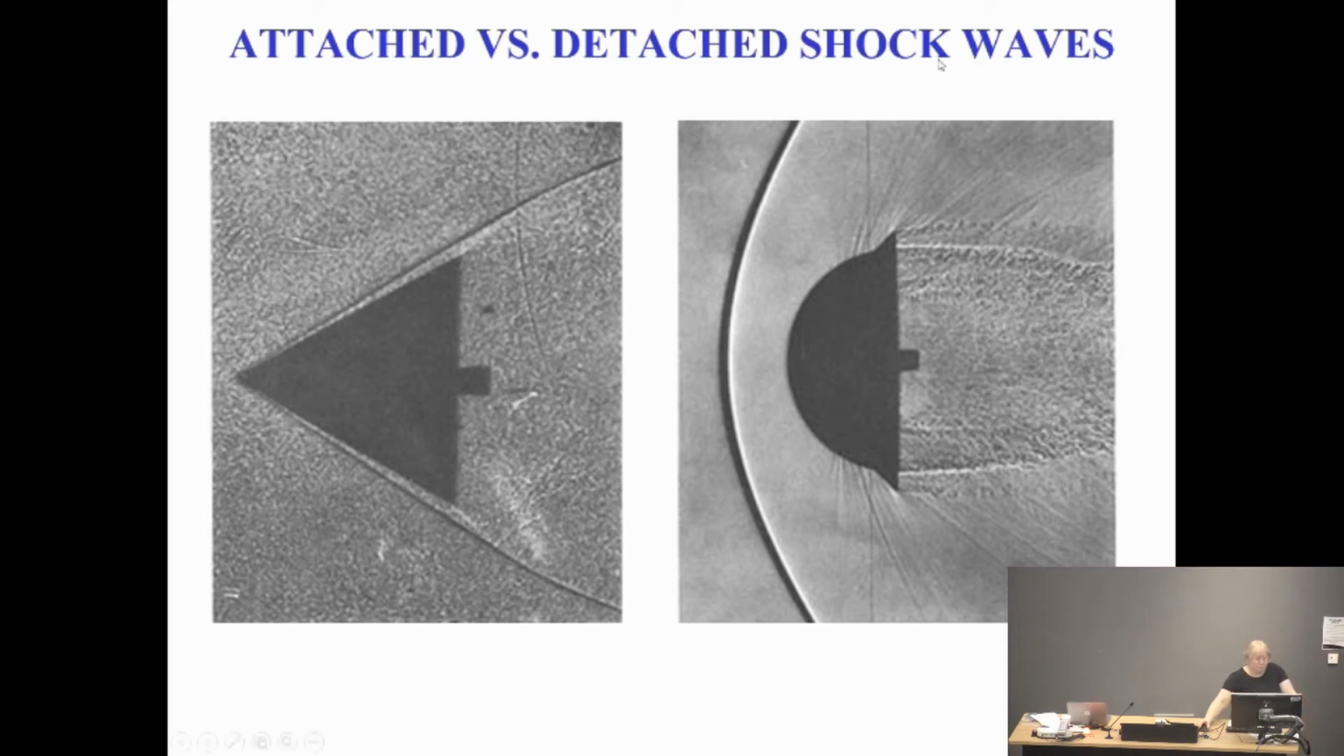What happens is, if you make it too wide, so instead of this being about, say, 40 degrees, we make it 60 or whatever, we get this. The shockwave detaches from the body. So with very blunt shapes, you definitely get a shockwave away from the body. There are times when we might want something attached and times when we might want it detached.